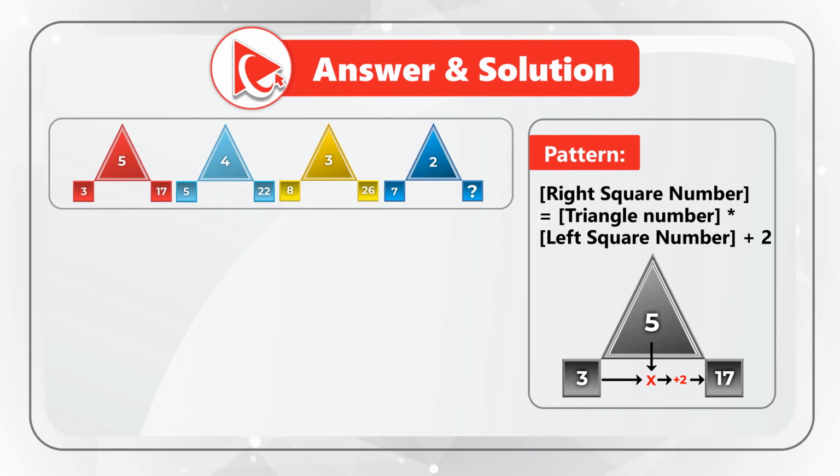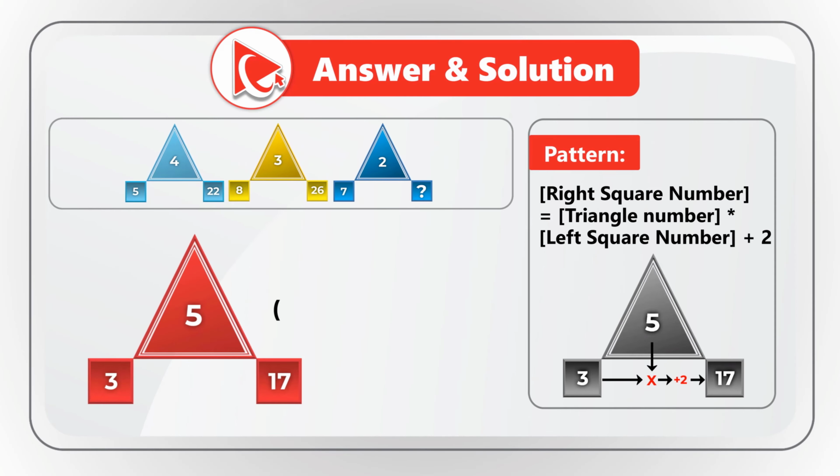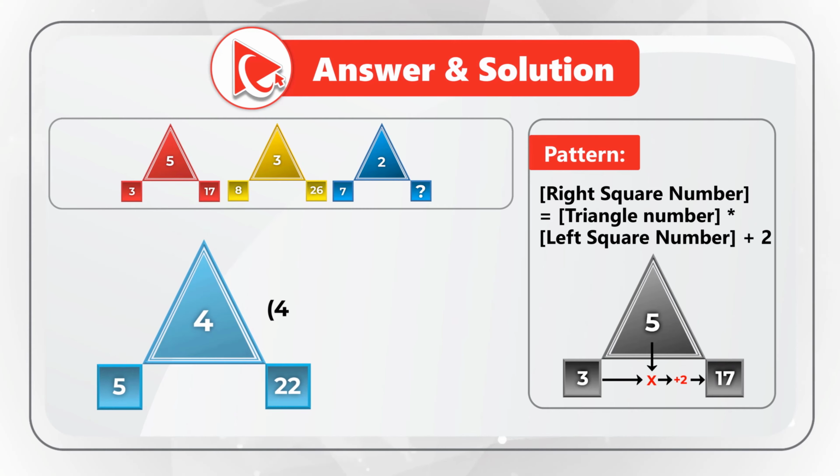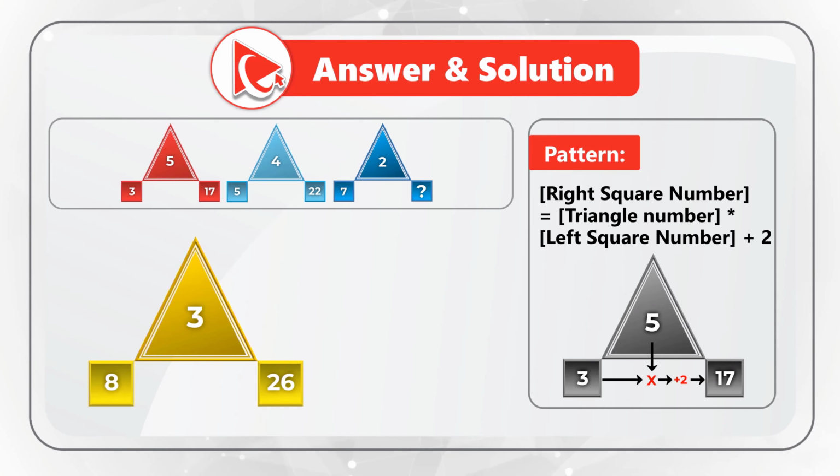Let's look at the example. If we multiply 5 by 3 in the first object, the end result of this calculation would be 15. Then we add 2 to 15, and that's how we get to the number in the right square, which is 17. Let's look at the second example. 4 multiplied by 5 equals 20, plus 2 equals 22. Now let's move to the third object. 3 multiplied by 8 is 24, plus 2 equals 26.